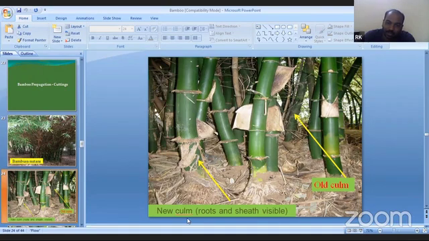So this is an old clump. This is a new clump. Single means culm. All the things together, this whole thing is a clump. This is a culm, culm. This is single.